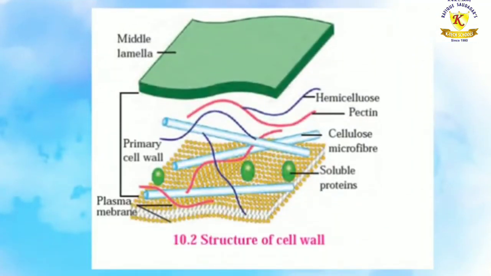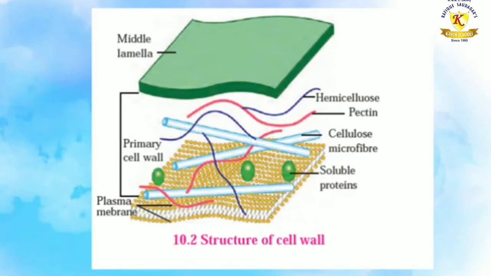Next we have the structure of a cell wall. Now see in this diagram which is present in our textbook, page number 68. This is the structure of the cell wall, where it has plasma membrane, soluble protein, cellulose, microfiber, pectin, hemicellulose, middle lamella and the primary cell wall.